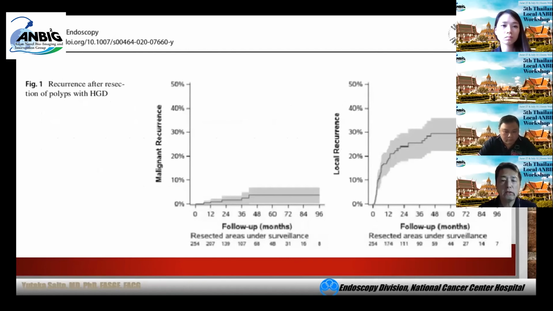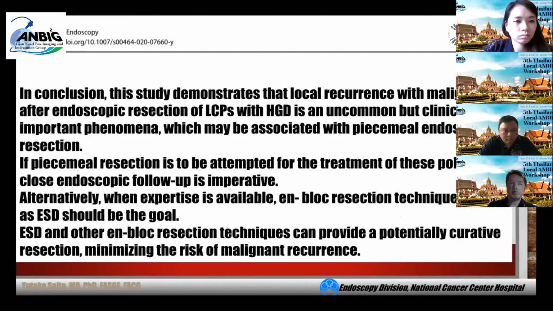They conducted a retrospective cohort study of recurrence after resection of polyps with high-grade dysplasia, meaning intramucosal cancer, in Japan. And in their long-term follow-up, malignant recurrence, meaning invasive cancer recurrence or lymph node or distant metastasis, occurred like this. They reported that their study demonstrated that local recurrence with malignancy after endoscopic resection of LSTs with high-grade dysplasia is an uncommon but clinically important phenomenon, which may be associated with piecemeal endoscopic resection. If piecemeal resection is to be attempted for the treatment of these polyps, close endoscopic follow-up is imperative.